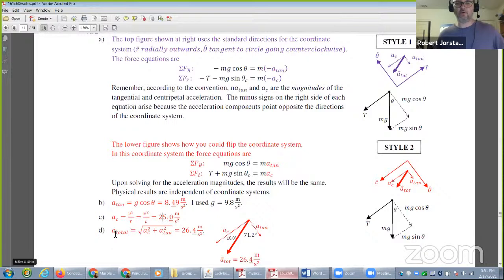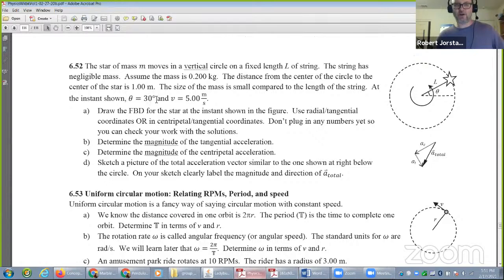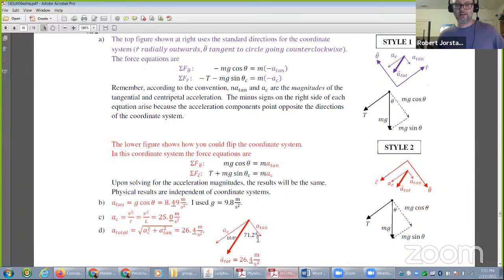Look at this. The total acceleration is given by this. Notice the original problem. I'm going to show you the original problem for a second. The original problem had 30 degrees in it, right? All these numbers were based off 30 degrees. When I go back in here and actually look at the solution, notice the actual tangential acceleration has nothing to do with 30 degrees. It's crazy, right?